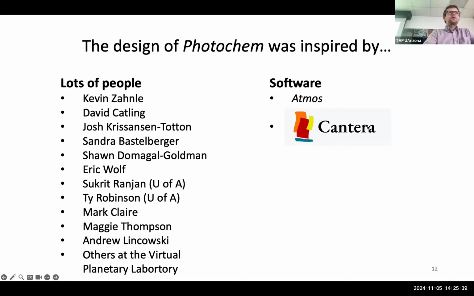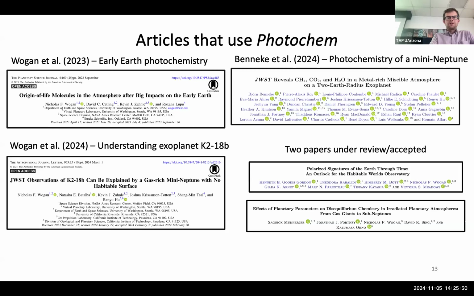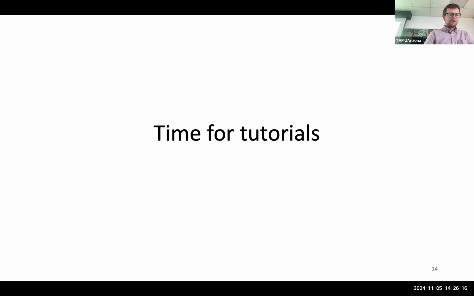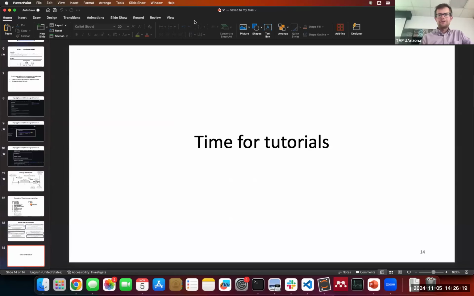And then there's this chemical engineering tool called Cantera, and it's a great inspiration. They know what they're doing in chemical engineering. And it's used in a number of publications so far. I think this is all of them. So some stuff I talked about yesterday on the early Earth and the origin of life, on K2-18b, some other exoplanets like TOI-270 d, and a couple other papers that are accepted or in review. Oh yeah, so tutorials. So that was the end of the intro.